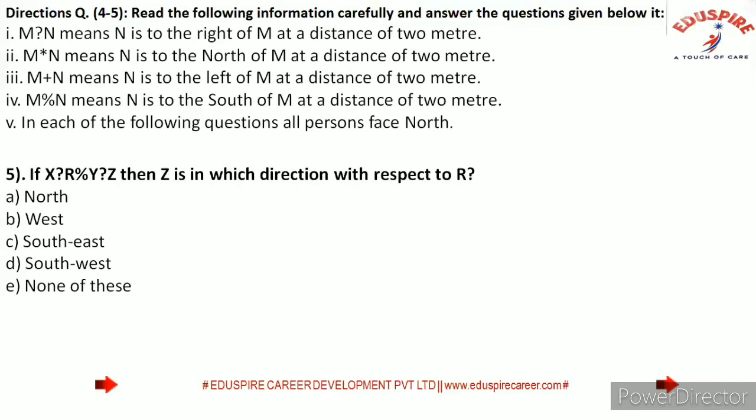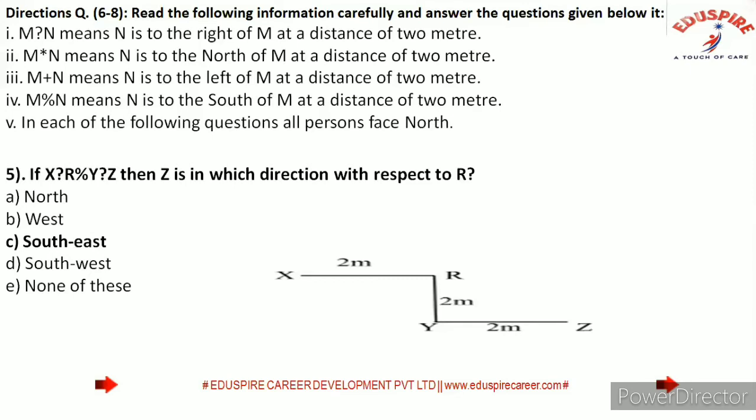Similar type of one more question. X ? R % Y ? Z. If this is the formula given, then what should be the position of Z? So X ? R, M ? N means N is to the right of M at a distance of 2 meters. So X ? R means that R is to the right of X at a distance of 2 meters. So that we have maintained.